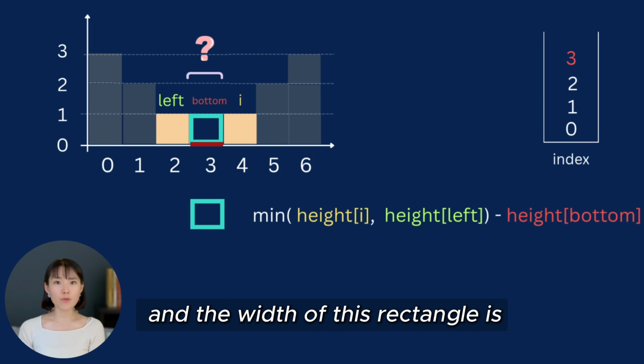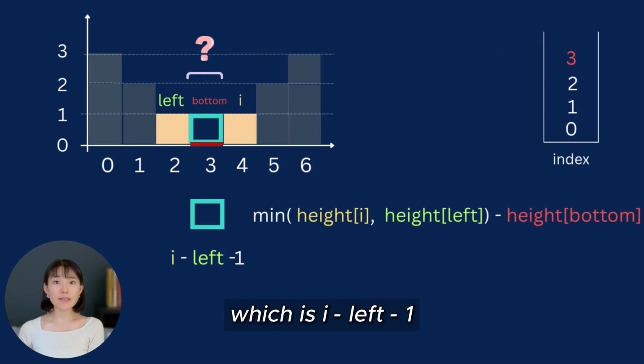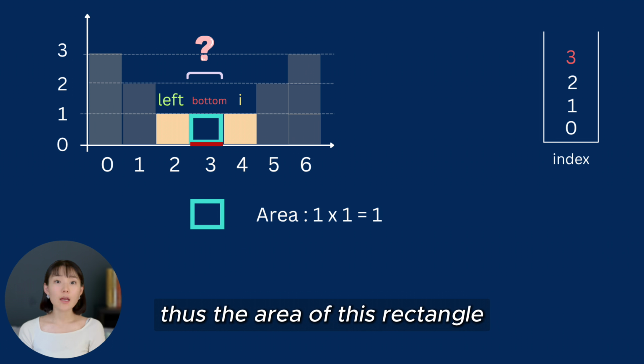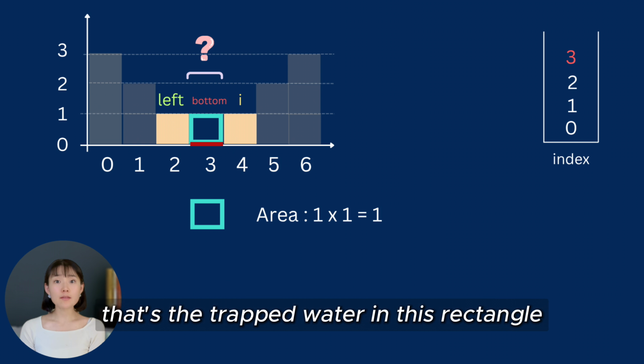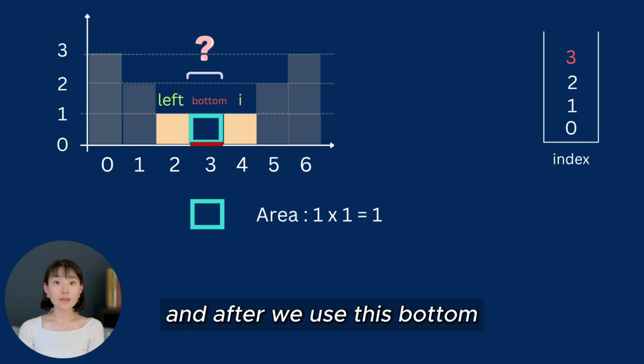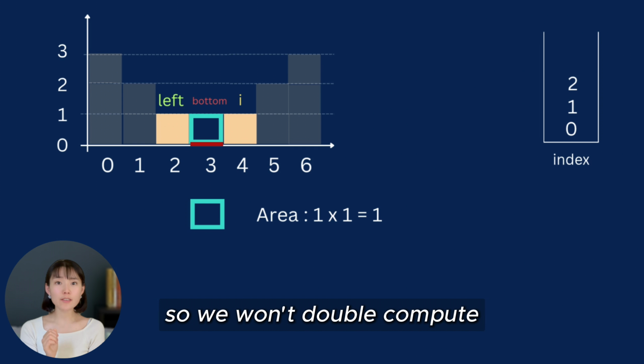And the width of this rectangle is how many indices between index left and index I, which is I minus left minus 1. So in this case, the width of the rectangle is 4 minus 2 minus 1 equals 1. Thus, the area of this rectangle is height times width, which is 1 times 1 equals 1. That's the trapped water in this rectangle. And after we use this bottom, we have to pop it out from this stack, so we won't double compute.